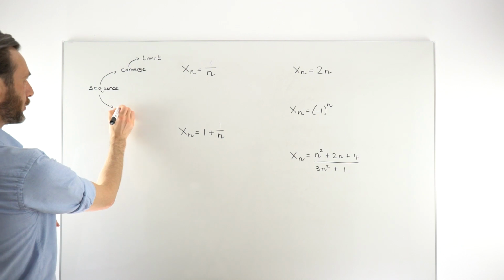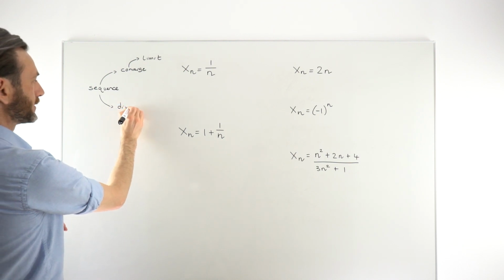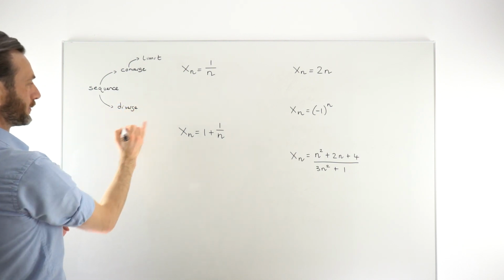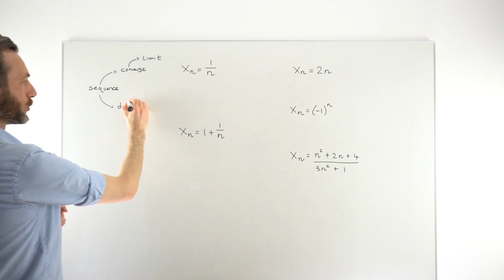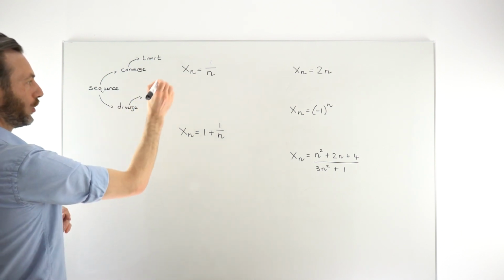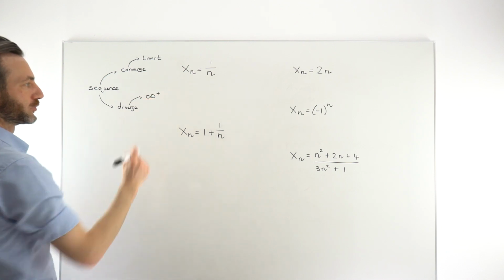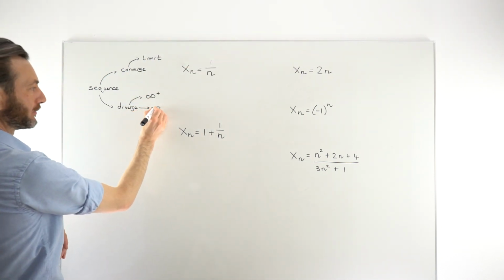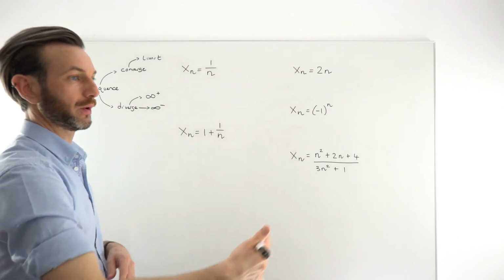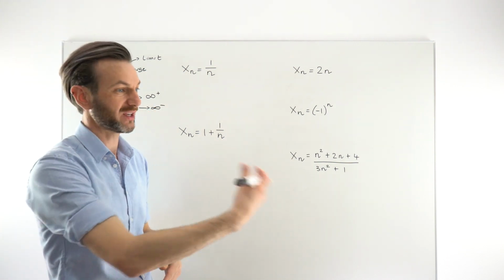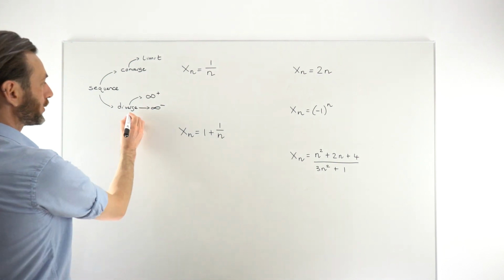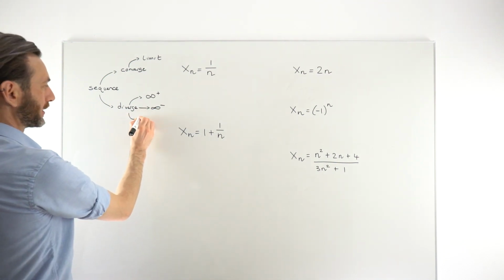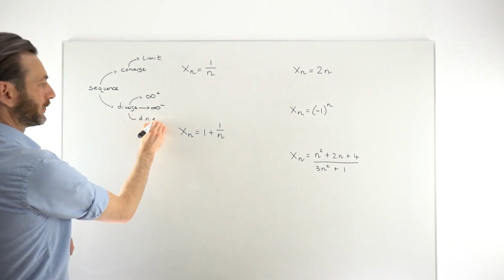Conversely, if it diverges, then it doesn't have a limit. If it diverges, then it might shoot off to positive infinity, so the numbers are just getting bigger and bigger and bigger every time. It could shoot off to negative infinity, where they're just getting smaller in an unbounded way, so they keep on getting smaller. Or it could just be that the limit does not exist for various reasons.